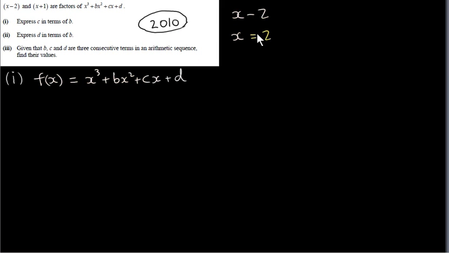x minus 2 and x plus 1 are factors of x cubed plus b x squared plus c x plus d. Express c in terms of b. I'm going to call this cubic expression f of x. We know from the factor theorem that if x minus 2 is a factor of f of x, then x equals 2 is a solution of the equation f of x equals 0. So how do I get this x equals 2? Well, I get it by putting this factor equal to 0. And you can quickly see that if x minus 2 is 0, then x equals 2 is a solution.